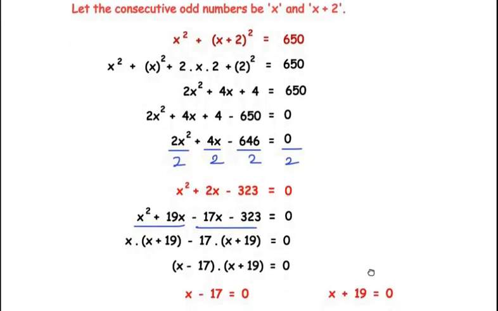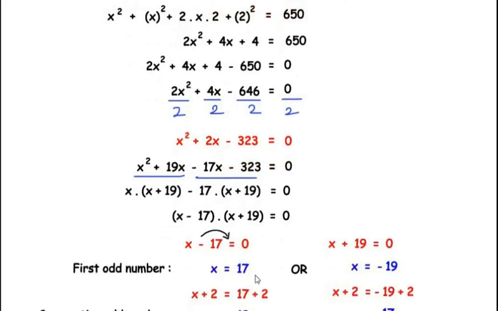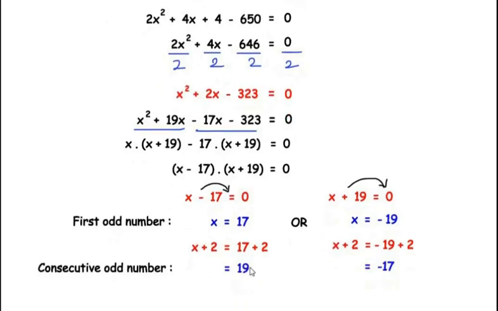Now equating each of the factors to 0, we get x minus 17 equal to 0 and x plus 19 equal to 0. Taking negative 17 to the other side of the equal sign, we get x equal to positive 17, and similarly taking positive 19 to the other side, we get the value of x as negative 19. Now x equal to 17 and x equal to minus 19 will give us our first odd number. To find the second odd number, we take x plus 2, which we had considered, giving us 17 plus 2 as 19, or negative 19 plus 2 equal to negative 17.